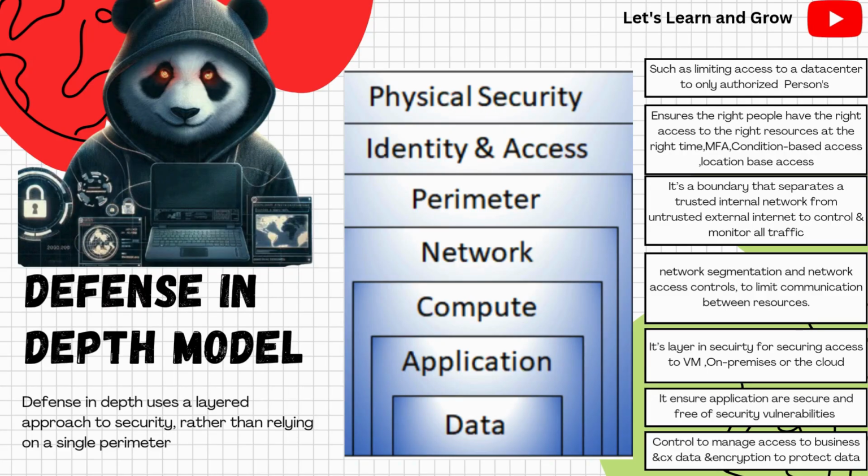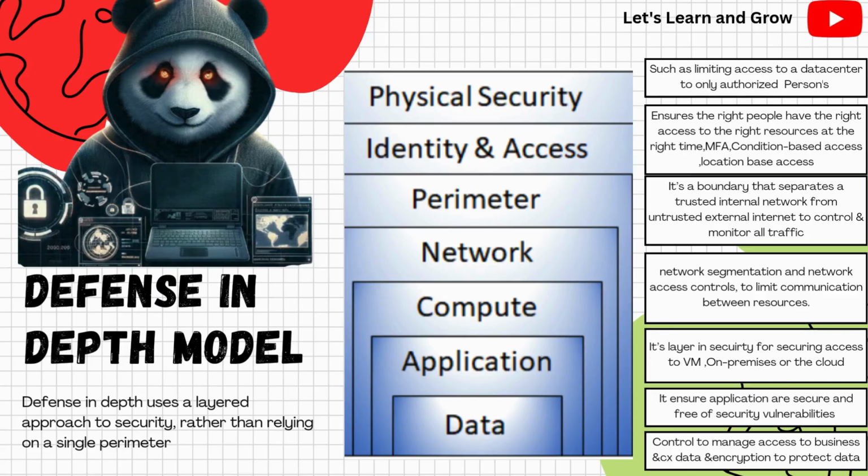Now we will see the defense in depth model. Defense in depth uses a layered approach to security rather than relying on a single perimeter. There are seven layers: physical security, identity and access, perimeter, network, compute, application, and data. Physical security, such as limiting access to the data centers to only authorized persons. Identity and access ensures the right people have the right access to the right resources at the right time, like MFA, conditional access, and location access.